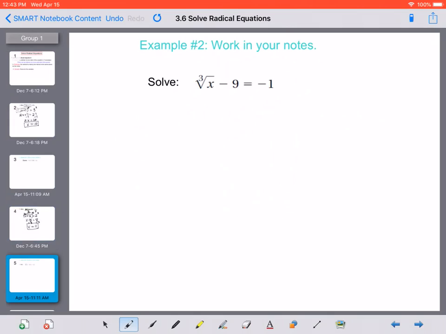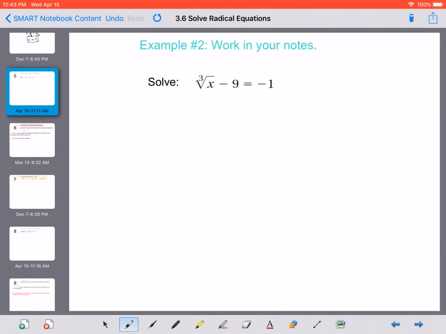Now try this one in your notes. The cube root of x minus 9 equals negative 1. One little note with this one is the negative 9 is not inside the radical, so you need to get rid of that first. Okay, once you're done with that example, let's move on.